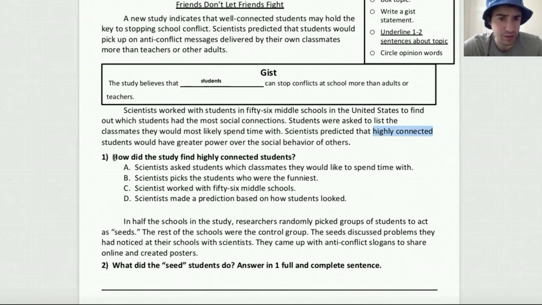So how did the study find highly connected students? Well, how do they know who had a lot of friends? Well, it says right here, to find out which students had the most social connections or which students had the most friends, the students were asked to list classmates that they like to spend time with. They were asked, who are their friends? So I'm going to see which answer talks about scientists asking students who are their friends. Scientists ask students which classmate, that could be an answer.